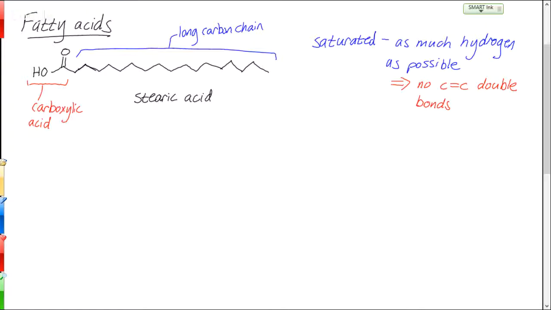So as you might expect then, the ones that do have double bonds in them are called unsaturated. So let's look at one of those. Count this thing out right. 1, 2, 3, 4, 5, 6. So it's 18 carbons total, just like stearic acid, but with a double bond between the 9th and 10th carbon.